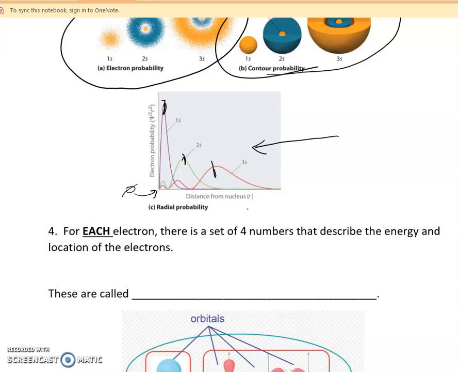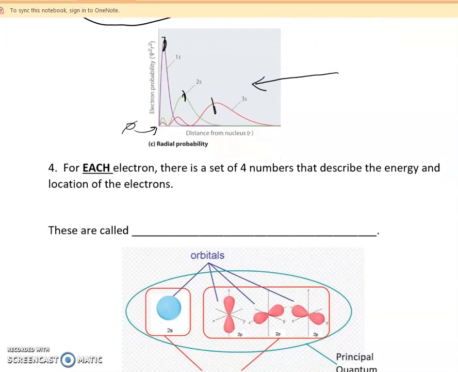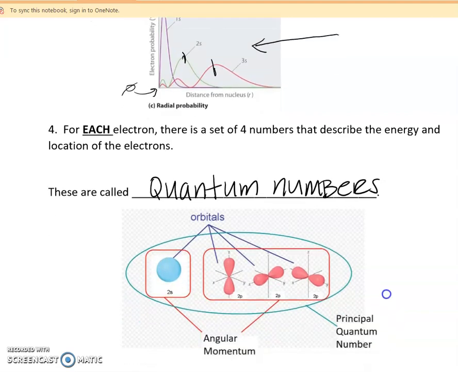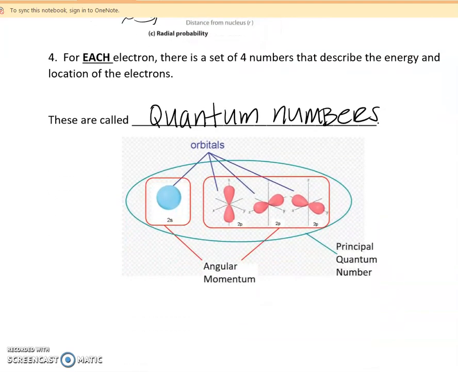Okay, so we have already talked about the quantum numbers, but I'm going to repeat this. For each electron, there's a set of 4 numbers that describe the energy and the location as well. These again are called quantum numbers. This is pretty abstract, so I put this picture in here to get a big picture of what's going on.